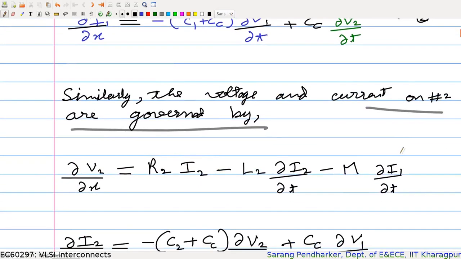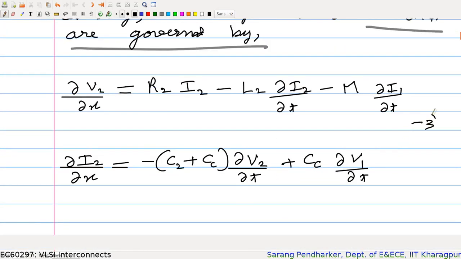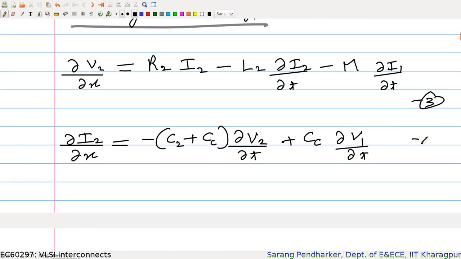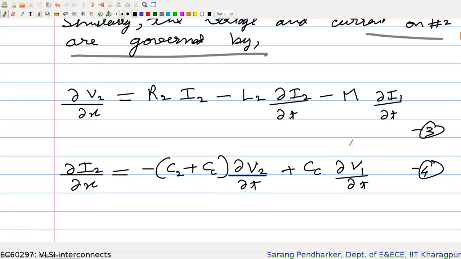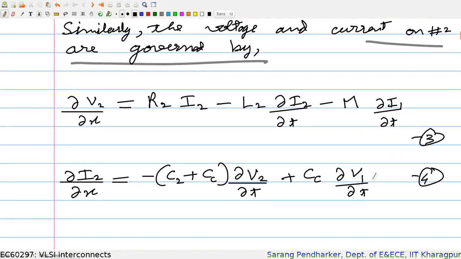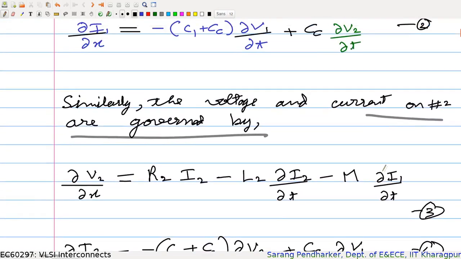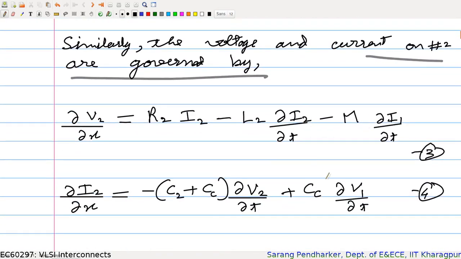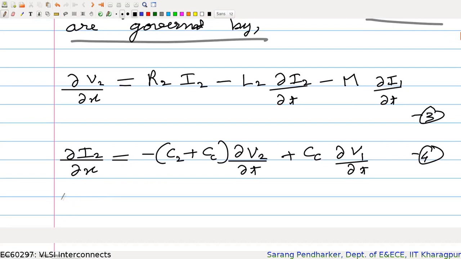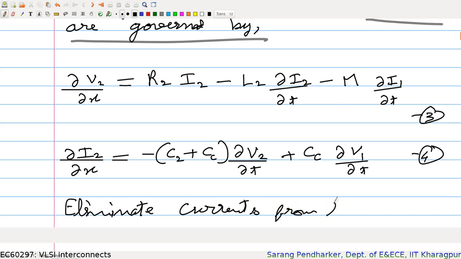Let me number this as 2, this as 3, 4. Right. So you have these 1, 2, 3, 4 equations. Now what you want to do is eliminate current, or currents, from these equations.